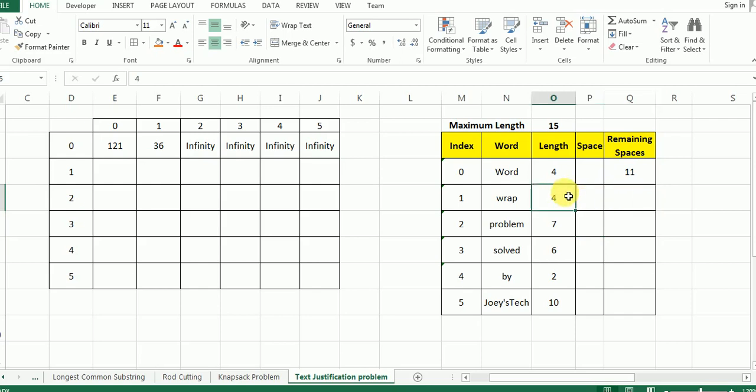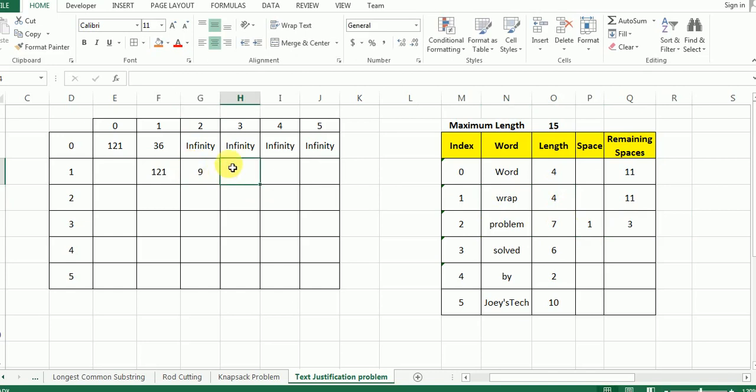15 minus 4 is going to come out again as 11. So the value here will be 121, which is the square of 11. Moving on to this cell 1 to 2, that means wrap to problem. So the combined length is going to be 11 plus 1 space between wrap and problem. So it's going to be 12. 15 minus 12 is going to give you 3, and hence the value here is going to appear as 9, the square of 3.